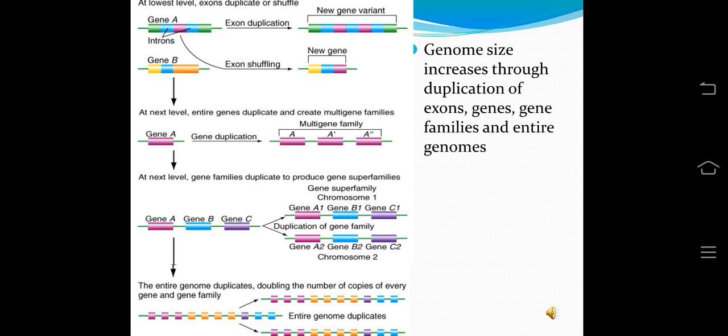So when we are going to learn this process, first we need to know about exon duplication and exon shuffling. Later, a new gene variant is formed, a new gene is formed, then multi-gene families are created because of amplification or, to a greater extent, gene duplication. Then gene superfamilies are produced. After that, the entire genome is going to duplicate. So genome size increases through duplication of exons, genes, gene families, and entire genomes.